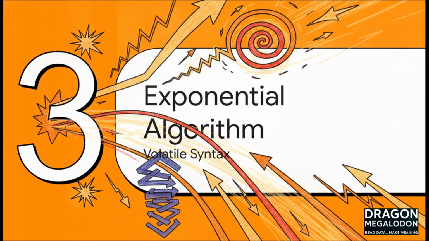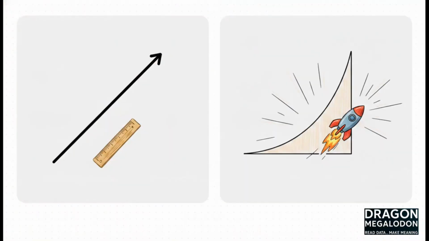Section 3. The Exponential Algorithm. We're shifting gears now from static limits to a much more aggressive syntax, exponential functions. Let's visually contrast a rigid polynomial structure, something like f of x equals 3x, where the variable x is just a standard multiplier, with an exponential base. Injecting that variable x directly into the exponent, that creates an explosive compounding loop.